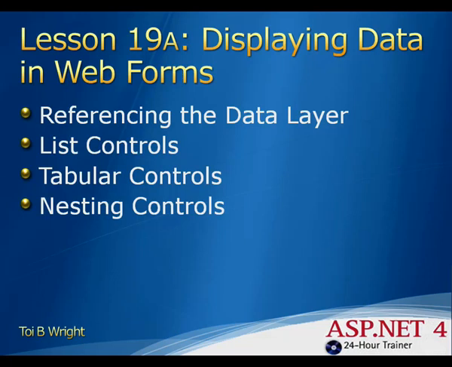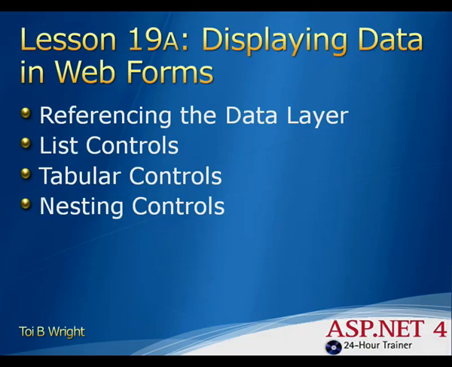List controls are used to display a simple list of items. These are the list controls found on the General tab of the toolbox. The bulleted list displays a bulleted list of items. The checkbox list control displays a group of checkboxes. The drop-down list control displays a drop-down list of items. The list box control displays a list box. And the radio button list control displays a group of radio buttons.